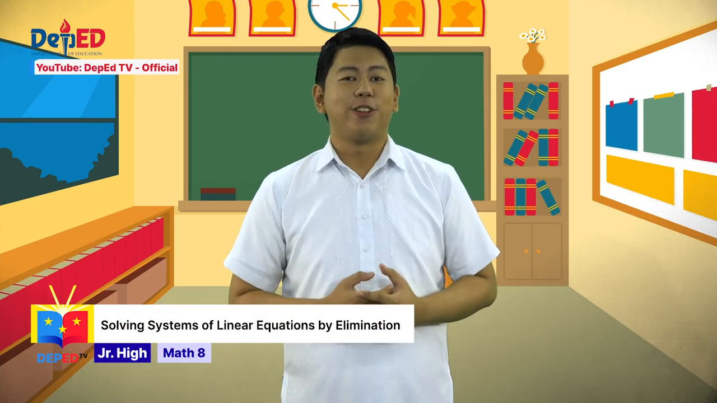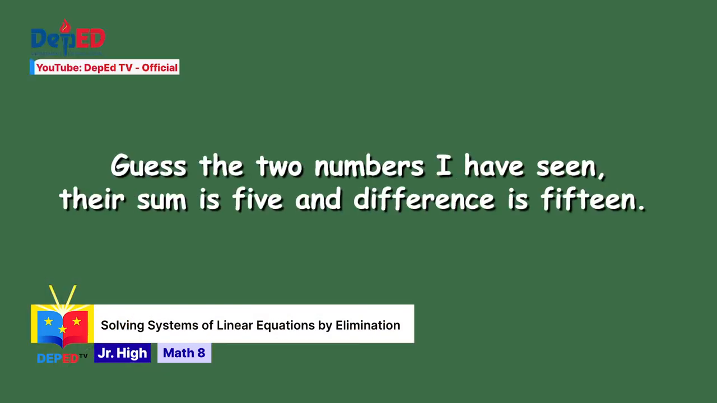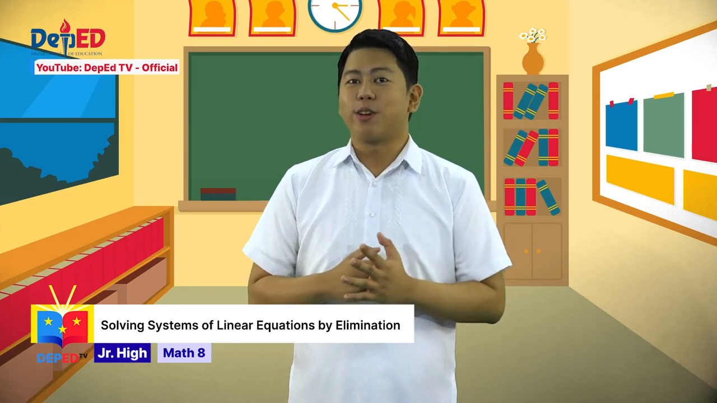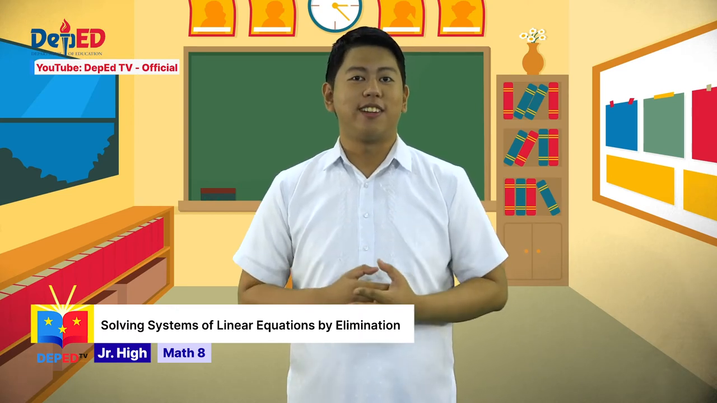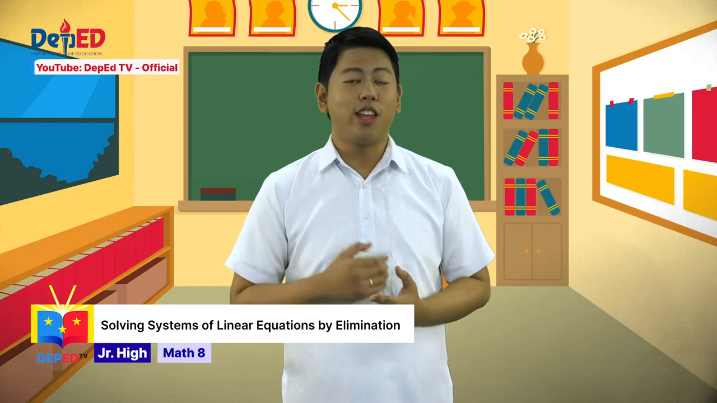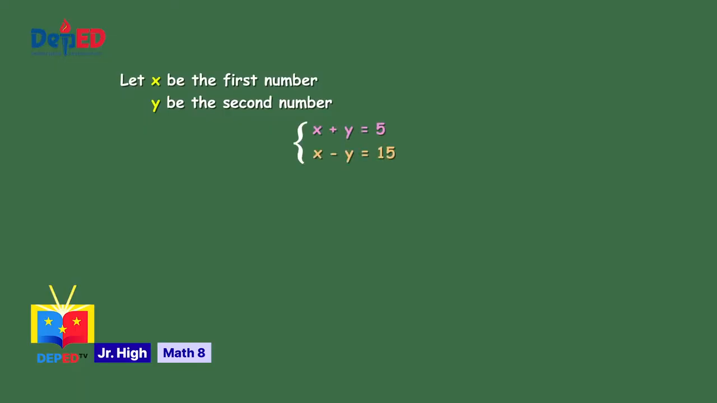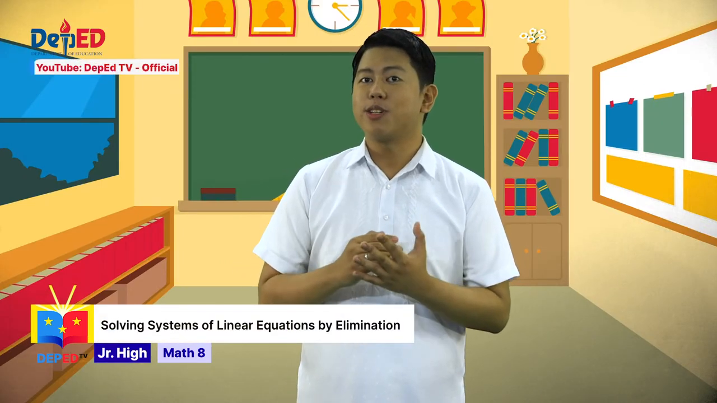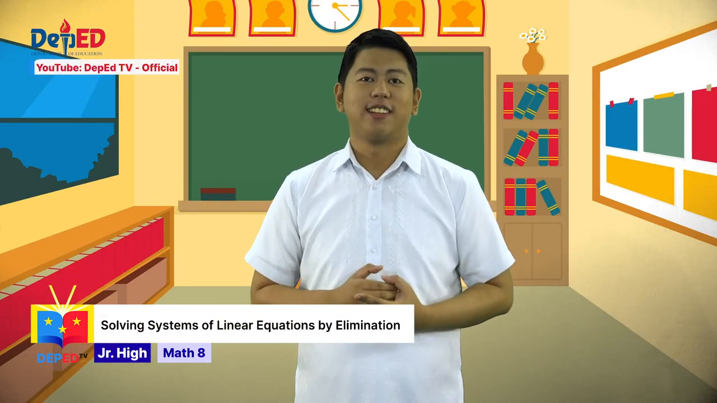Let us answer another riddle. Guess the two numbers I have seen. Their sum is 5, the difference is 15. We can set up a system of linear equations based on the given riddle. Do you know what the equations are? If you answered x plus y is equal to 5 and x minus y is equal to 15, you are correct. But also, remember that you must represent your unknowns properly.